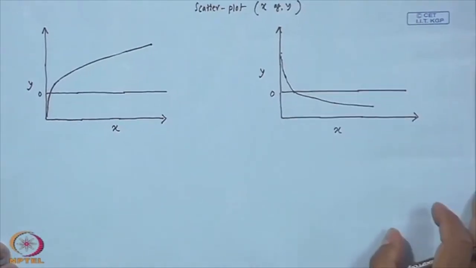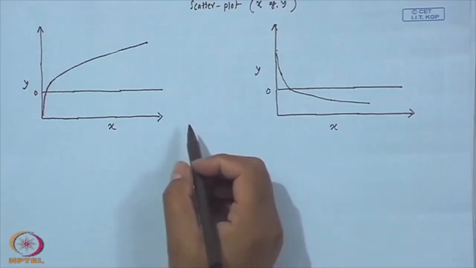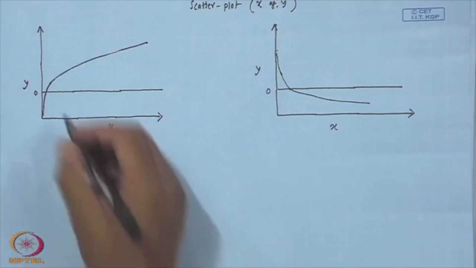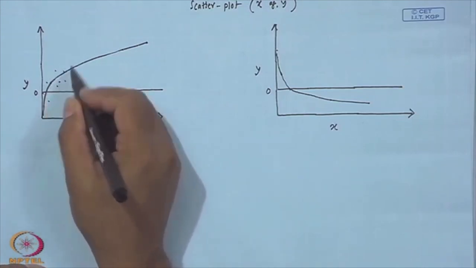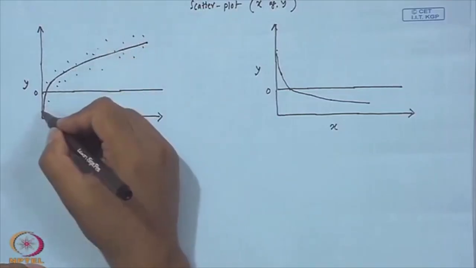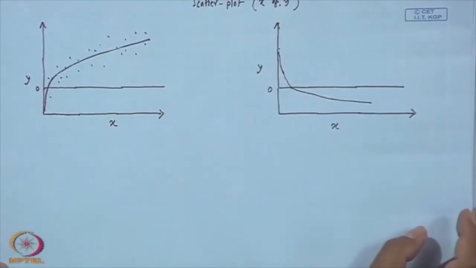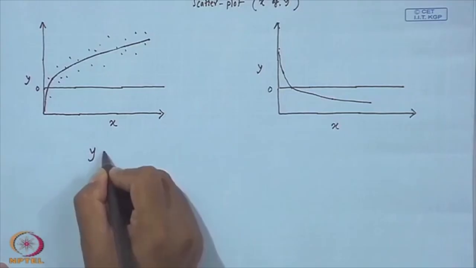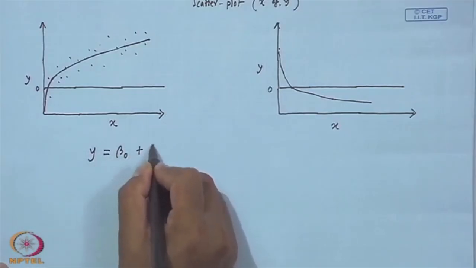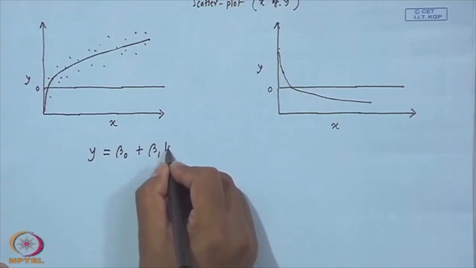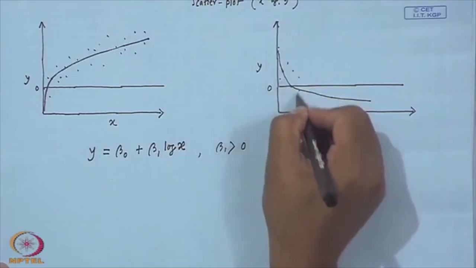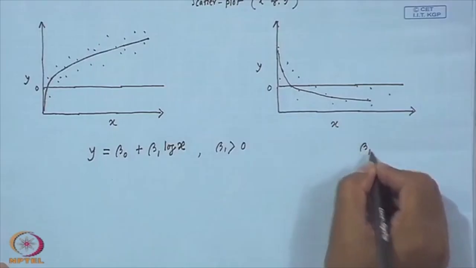So, one more example is here. This is the scatter plot of y against x, and if you see the scatter plot similar to this, which is centered about this curve, then the relationship between y and x here is y equal to beta naught plus beta 1 log x for beta 1 greater than 0, and this one is for beta 1 less than 0.